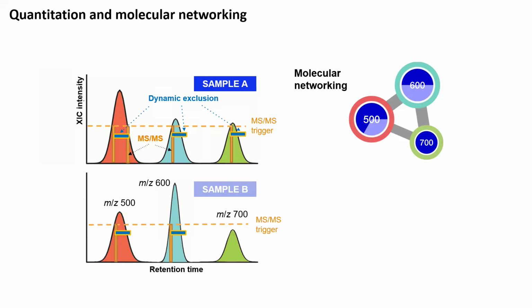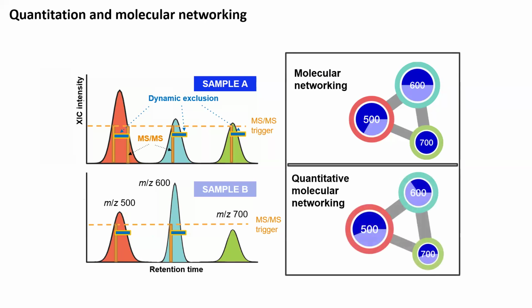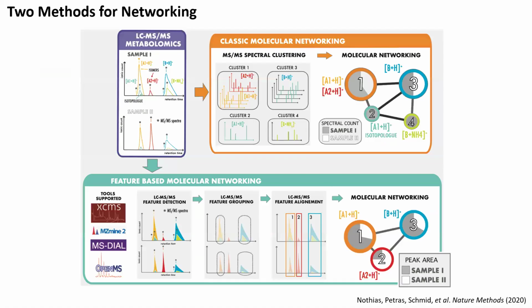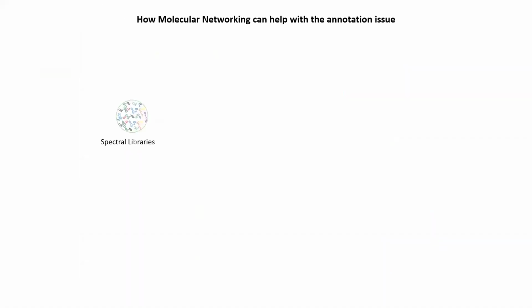So if we perform a classic molecular networking, we don't have basically any feature about this peak. But if we perform a feature-based molecular networking, which is this one, this will be detected, because the peak area will be detected. It will be included in the quantification table. So we will have information about the relative quantification of this peak in our data.